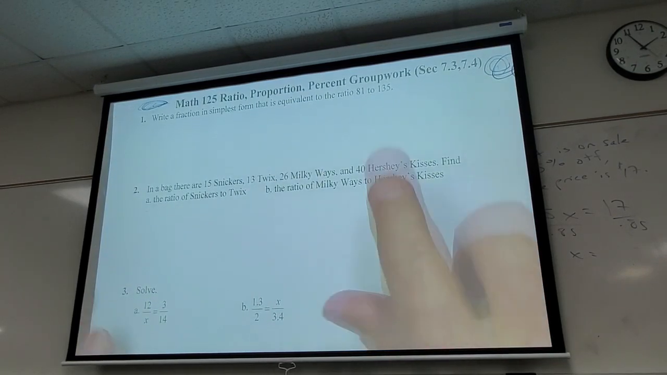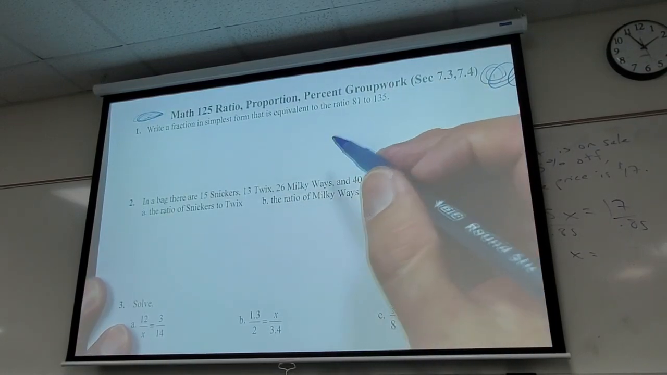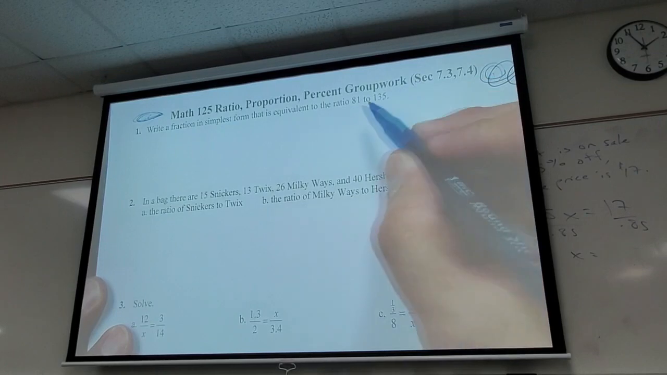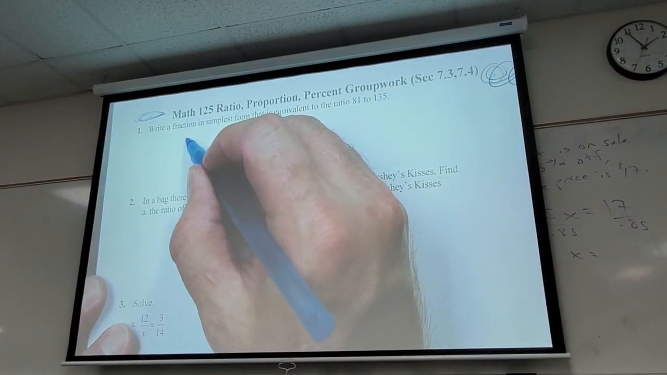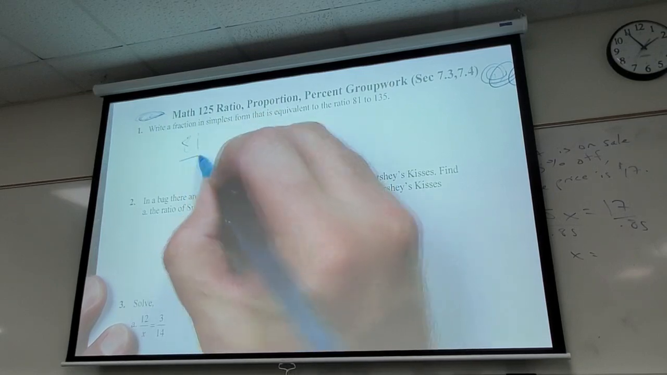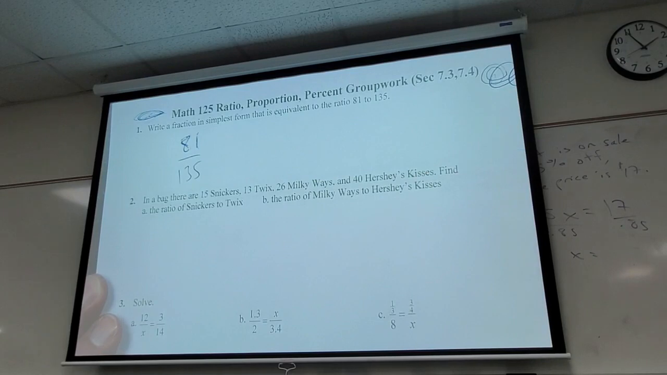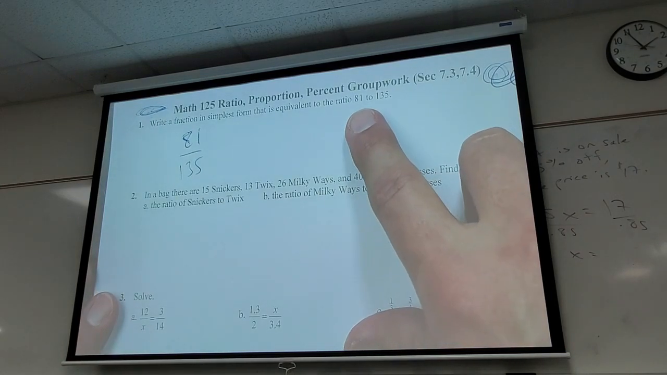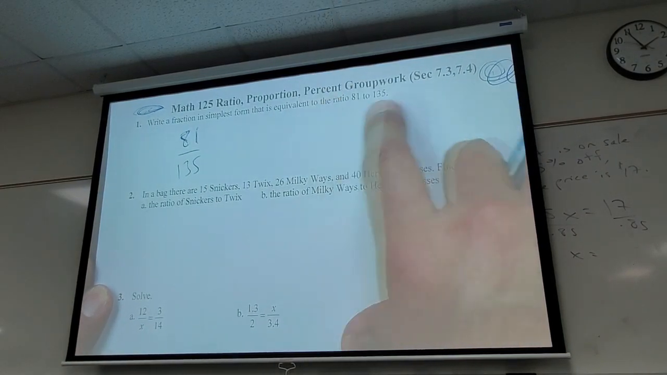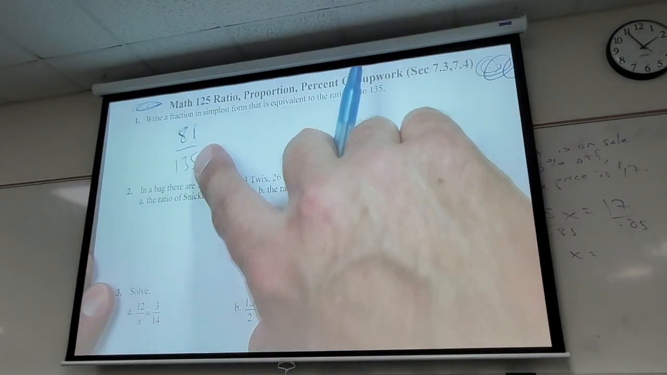All right, guys. So the very first problem is more exercise in reducing, right? So obviously the fraction you would write would be 81 over 135. If I was specific and I said write a fraction part to whole, what would that mean? Yeah, so I'd have to really be more specific. This is just direct translation. Here's a ratio, make it directly to a fraction.